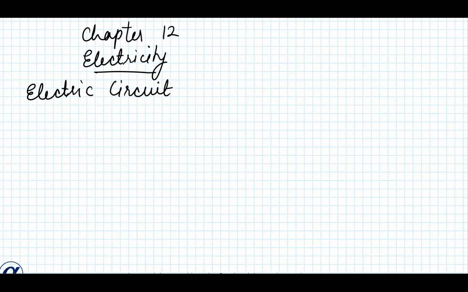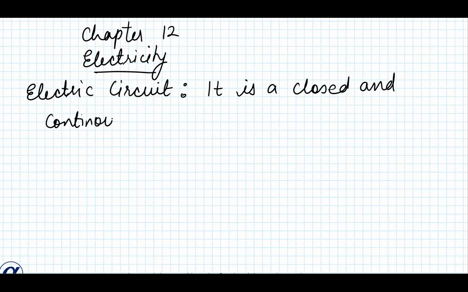So what is an electric circuit? An electric circuit is a closed and continuous path for electric current.